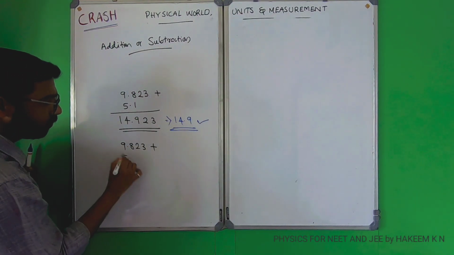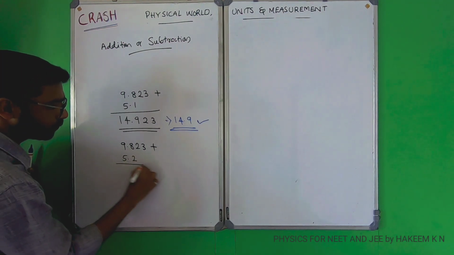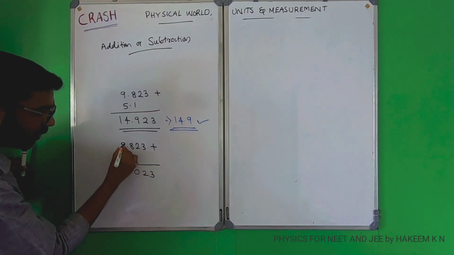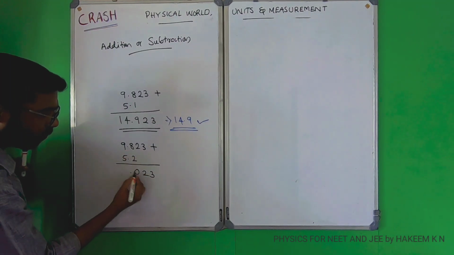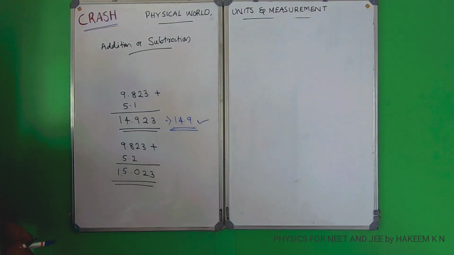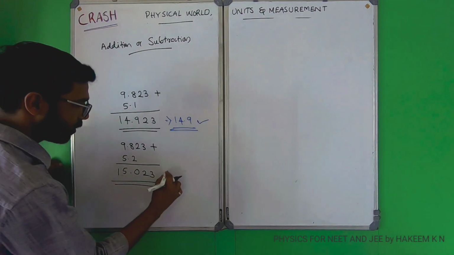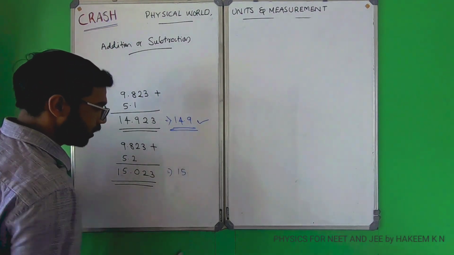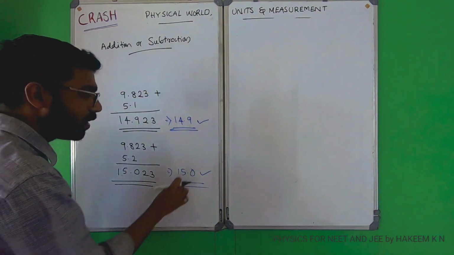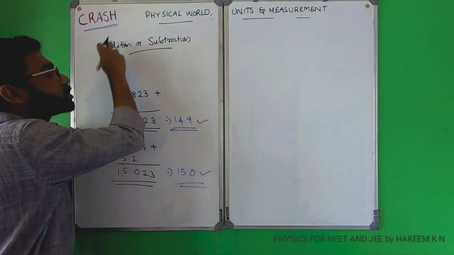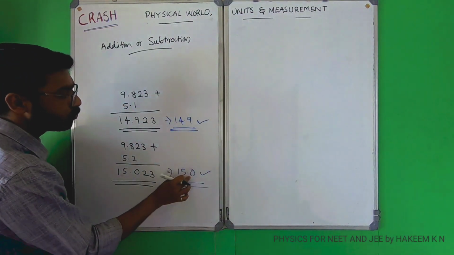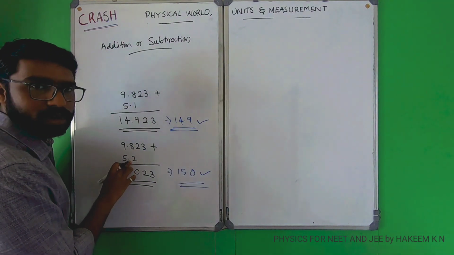9.823 plus 5.232, you will get 15.055. What is the right answer here? It is 15.0 according to the rule of significant figures. The result of addition or subtraction should be rounded off to the least decimal.